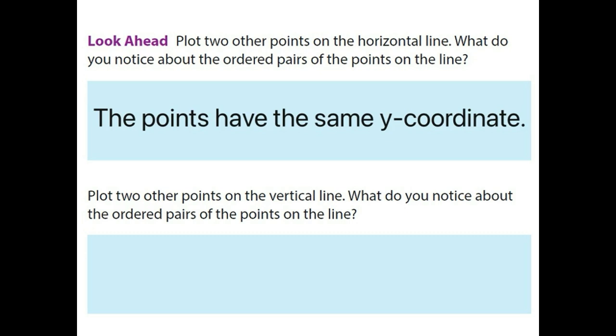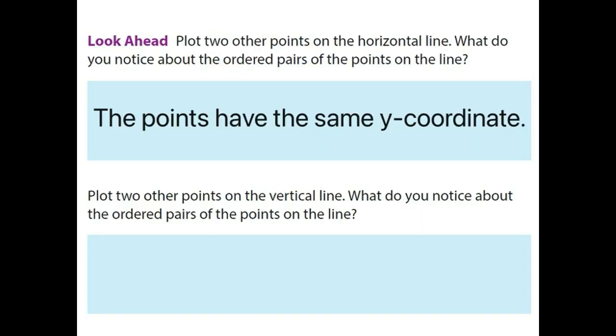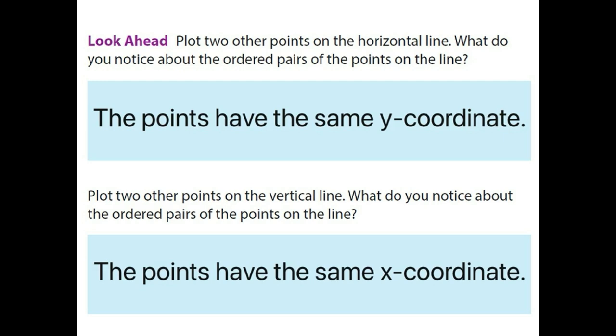And then the next question asks, plot two other points in the vertical line. What do you notice about the ordered pairs of the points on the line? Well, let's do that. So let's have a point there and a point here. What do you notice about those? Yeah, they have the same x coordinate. So let's write that down. The points have the same x coordinate.